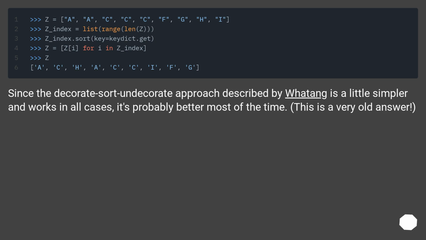Since the decorate sort undecorate approach described by Wedding is a little simpler and works in all cases, it's probably better most of the time. This is a very old answer.